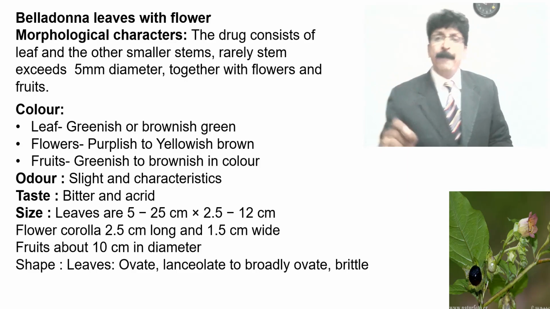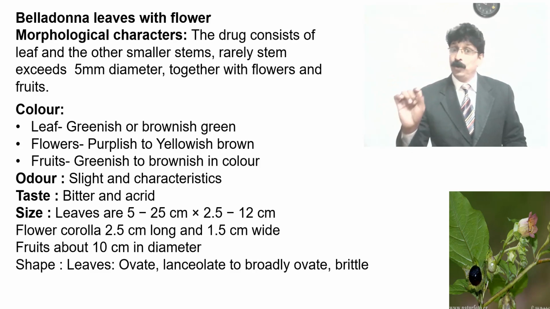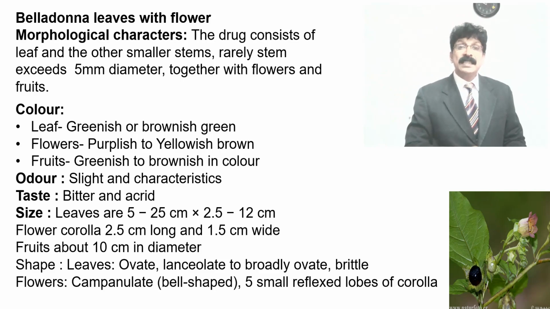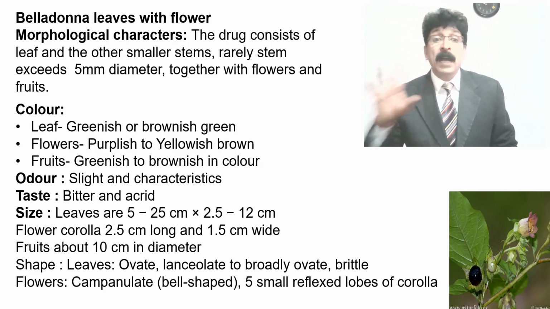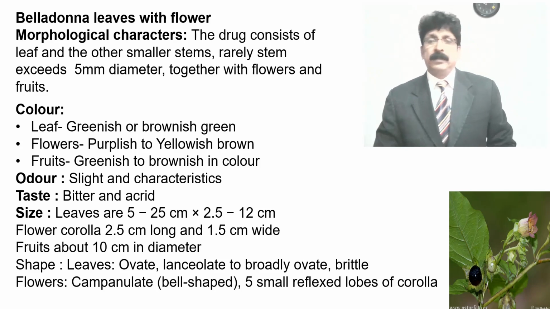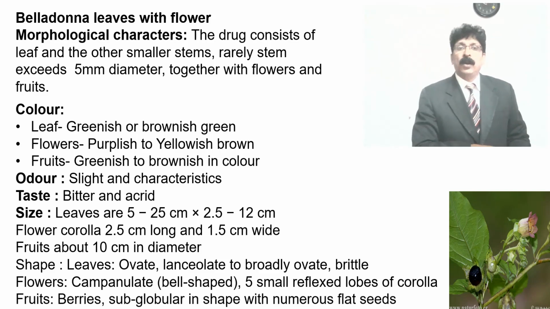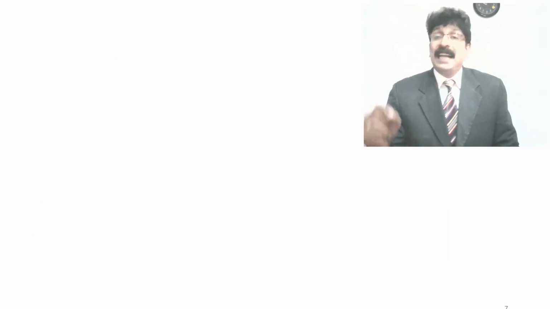Shape of the leaves is ovate, lanceolate to broadly ovate and brittle. Flowers are campanulate, that means bell-shaped, with 5 small reflexed lobes of corolla. Fruits, berries, beautiful berries, subglobular in shape with numerous flat seeds inside the fruits.